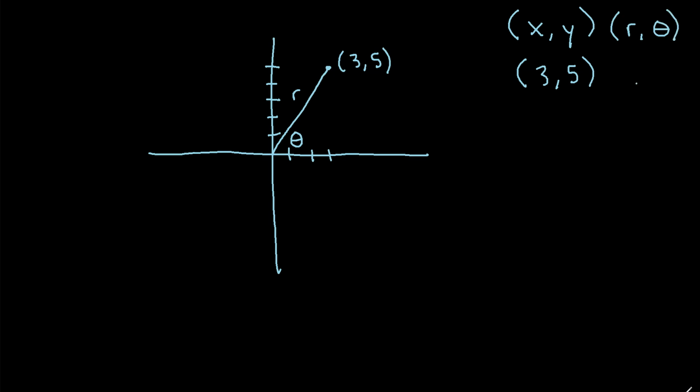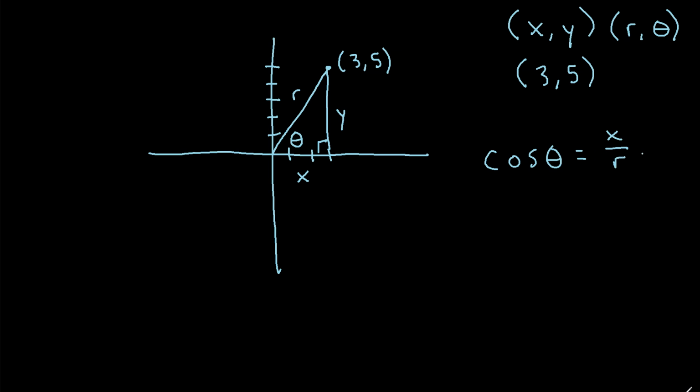Now, the question becomes, if we're given r and theta, how could we convert these polar coordinates into x and y coordinates, or rectangular coordinates? Well, if we imagine that this forms a little right triangle right here, this distance of the triangle is x, and this vertical distance is y. And we'll notice that the cosine of theta, the adjacent side over the hypotenuse, is x over r.